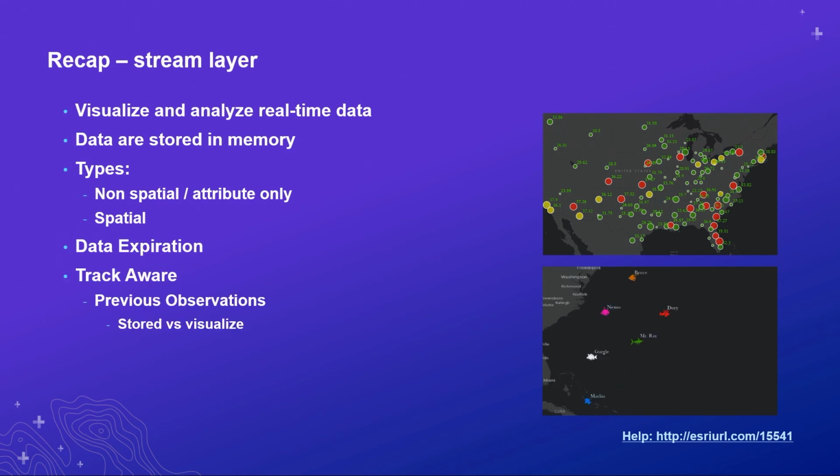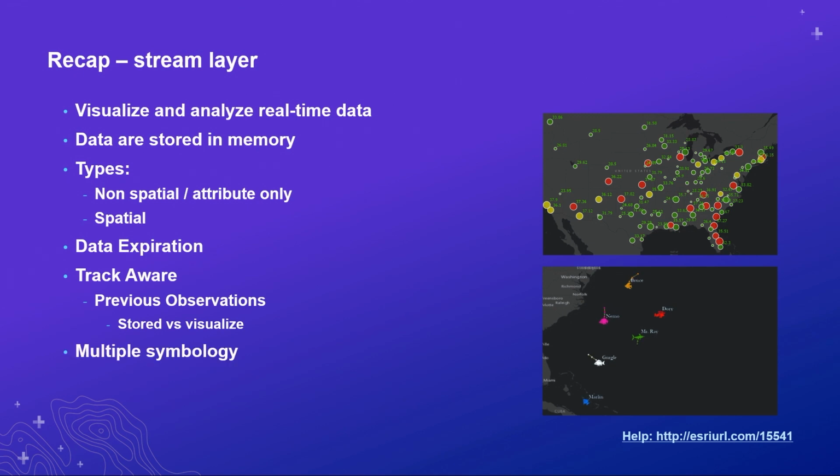There's the concept of data expiration, where you can set some kind of logic to find out when the data will be expired or removed from memory. It could be based on time, or it could be based on the number of features. As you see, the bluefish tunas are track aware, so you can see the latest location as well as the previous locations. And you can symbolize those features differently, as you see that the latest location is drawn with the fish icon, whereas the older locations are drawn with small circles.